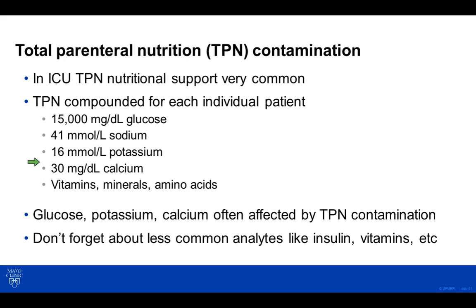So therefore, what are most likely to be signs of contamination from TPN solution in a blood draw? Glucose, potassium, and calcium will be the most likely abnormally elevated, and often so far elevated you can't believe they're real, from a TPN blood draw. And again, we need to remember that there's a lot of other stuff in TPN that could affect tests we don't do as commonly, like insulin or vitamins.